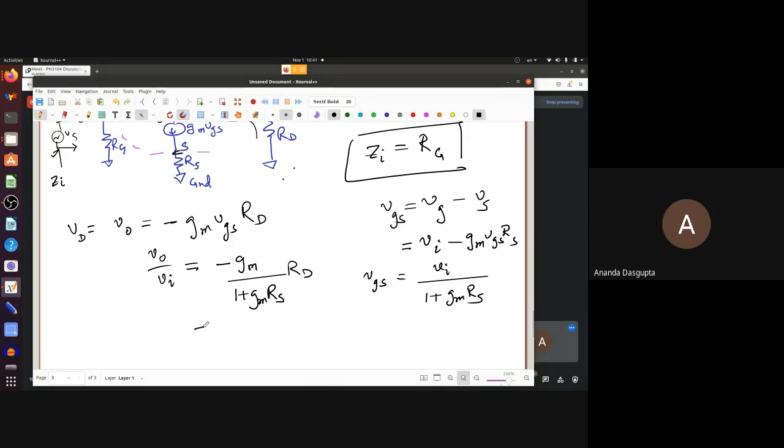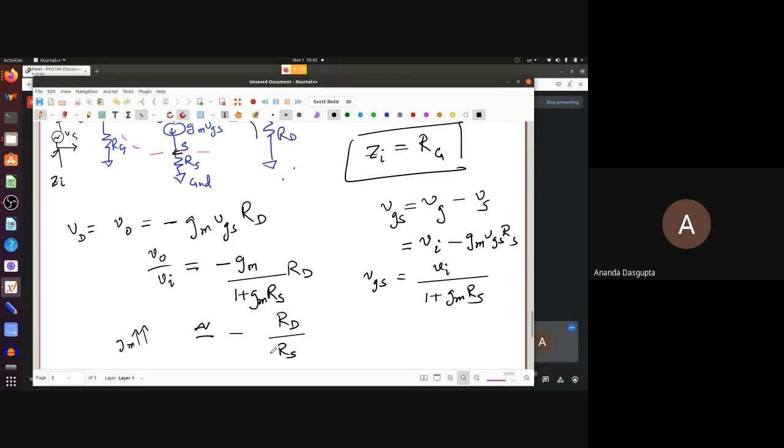And also, if GM is very large, then you can easily approximate this further. For GM very big, how do you find the limit? You just divide the numerator and the denominator by GM. Then this becomes 1 by RS plus 1 by GM. And if GM is very big, 1 by GM is very small. The denominator just becomes RS.